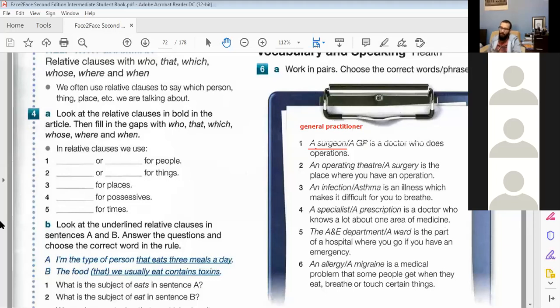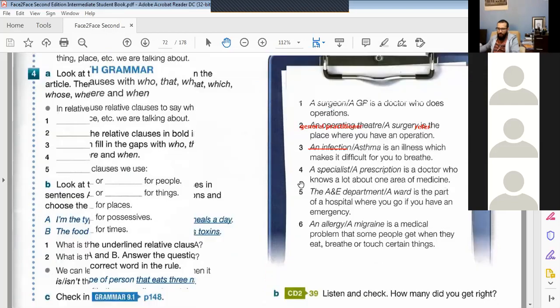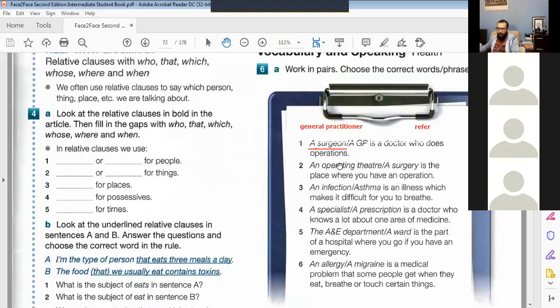But if you have a big problem, if you need an operation, if you have, you know, a serious illness, the GP will refer you to a specialist. Refer, do you know what refer means? Refer means to transfer you to a specialist, this is the meaning. Okay, now what about number 2? Number 2, yes. Who can guess?